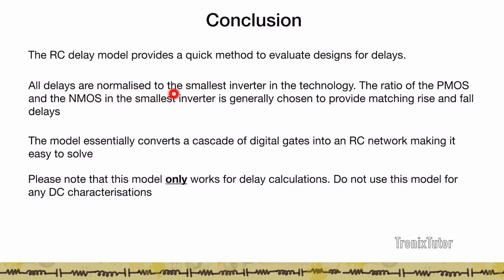The delays are normally normalized to the smallest inverter in the technology. The ratio of the PMOS and NMOS are chosen in such a way that we have matching rising and falling delays. So they're normally chosen in the ratios of the mobilities of the carriers. Now the model, and this is an important condition, the model essentially converts a cascade of digital gates into an RC network and make sure that this model only works for delay calculations. You cannot use this model for any DC characterization because that would be wrong. This R and C that has been developed are specifically developed only when the NMOS or the PMOS is charging or discharging a particular node.